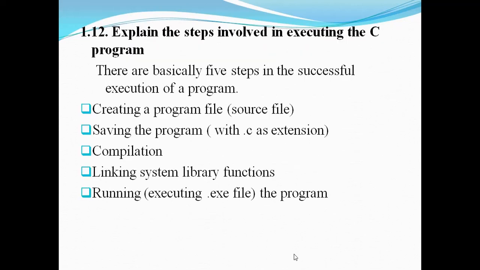Next we will see the steps involved in executing a C program. Basically there are 5 steps to execute a C program. The first step is creating a program. The second step is saving the program with the .c extension. The third step is compilation, the fourth step is linking the system library functions, and then executing, or running, the program. These are the total 5 steps in executing a C program.